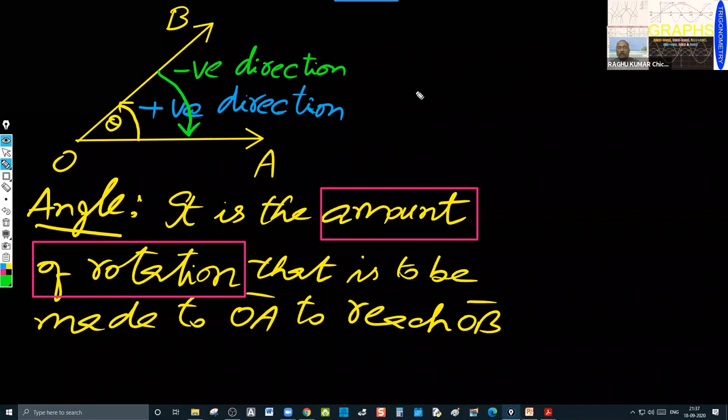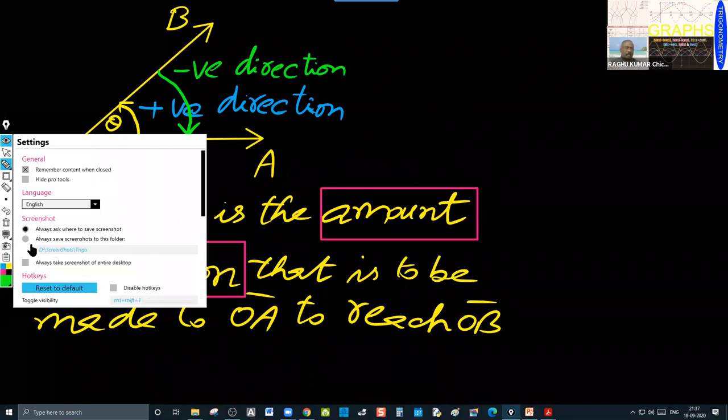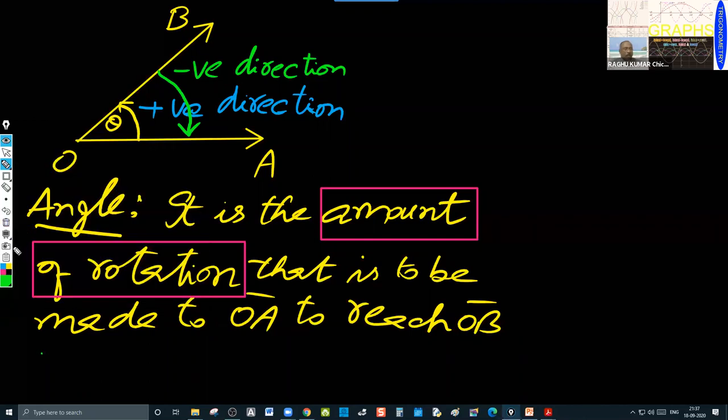Now, measuring that amount of rotation, I said, what are the units we use to measure the angle is also important here. So let us understand what are the measuring systems here. So let me check your textbook once so that you will also be comfortable if I explain this from your textbook.